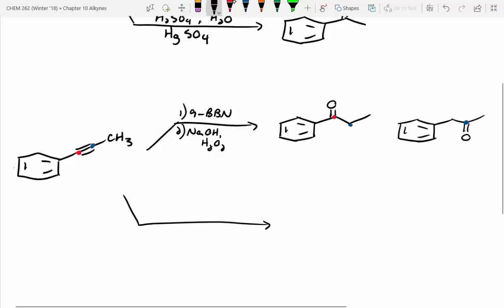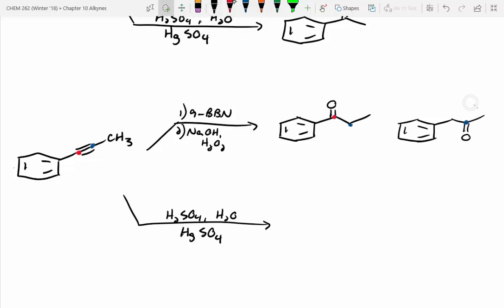All right, let's think about it this way. What about if we use the alternate conditions? So sulfuric acid and water and mercury 2 sulfate. What are we going to get? Or will it be the same? Yeah, it'd be the same, right? In this case, we don't have a clear distinction about which carbon's more substituted than the other. And so we lack all control in this situation.